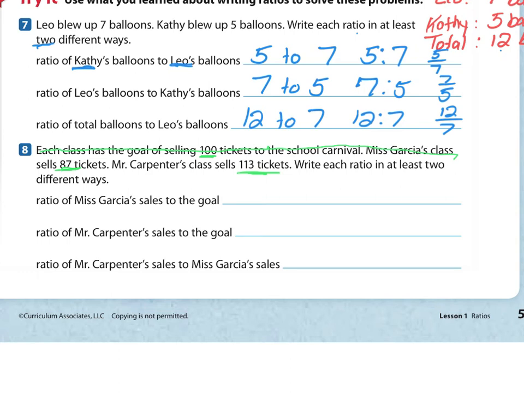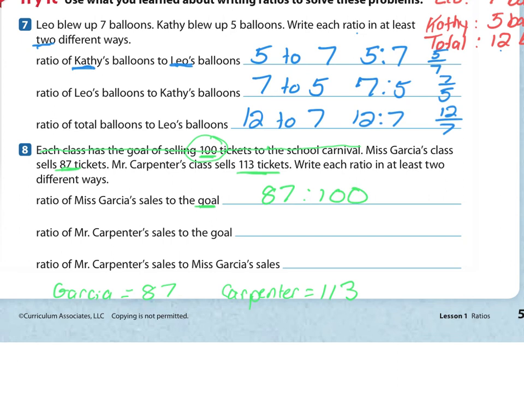I probably shouldn't apologize. There we go, a little easier to see there. So I'm going to come down here and just quickly write down what I know. Garcia's class sold 87, and Mr. Carpenter's class was at 113. Write each ratio in at least 2 different ways. Ratio of Miss Garcia's sale to the goal. Well, I was wrong in that case. We do need to know that 100. Okay, so the goal is 100. So Miss Garcia's is 87 to 100.